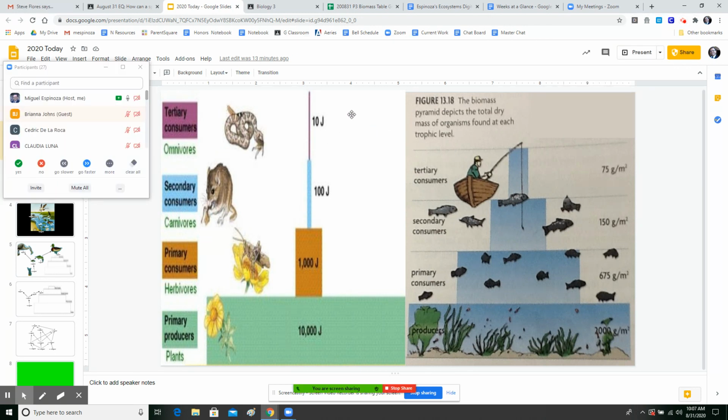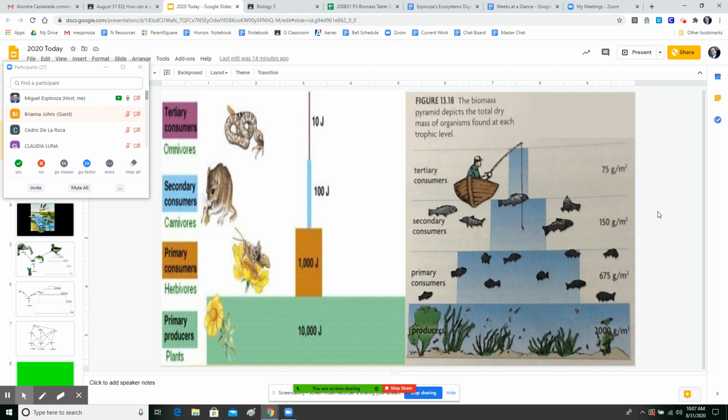So the tertiary consumers tend to have the smallest populations. And again, as a review from last week, I said there's always going to be like thousands of zebra, and there's going to be hundreds of lions, right? There's going to be thousands of gazelles. There's going to be hundreds of cheetahs, right? So there's always less predator than there are prey.